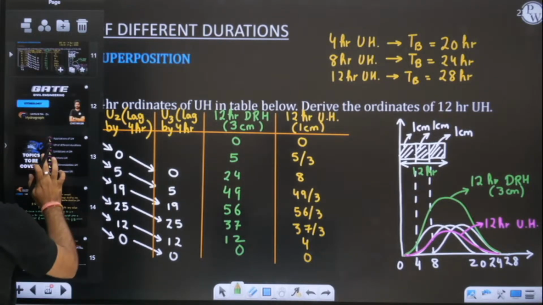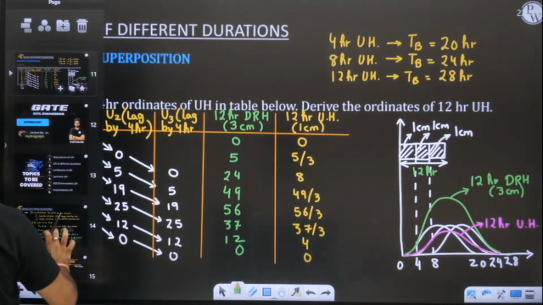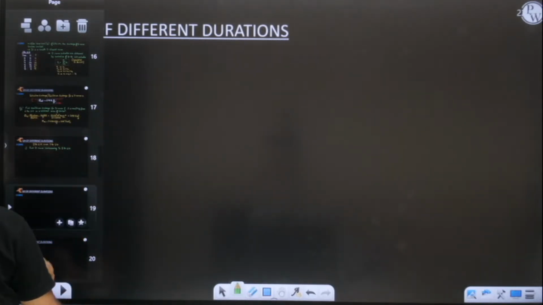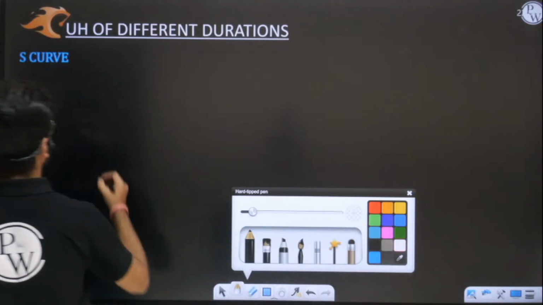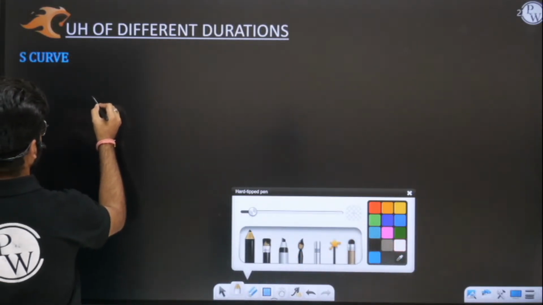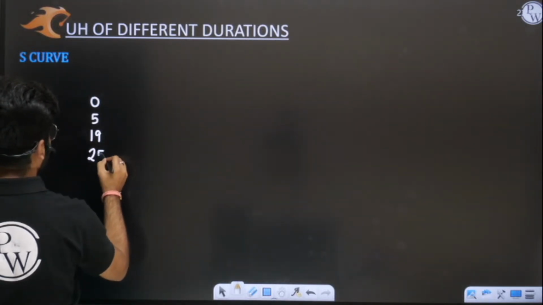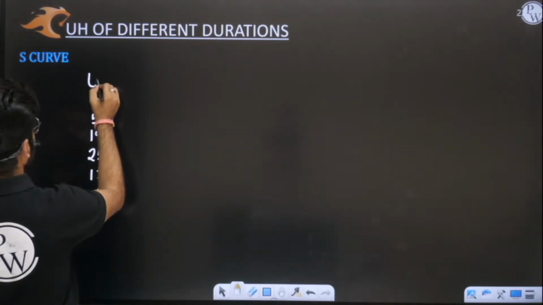Okay, what are the ordinates? 0, 5, 19, 25, 12, 0. So I will write the values 5, 19, 25, 12. These are your 4R unit values.